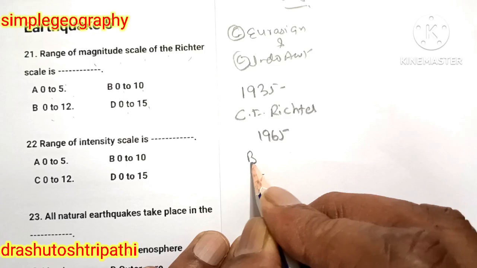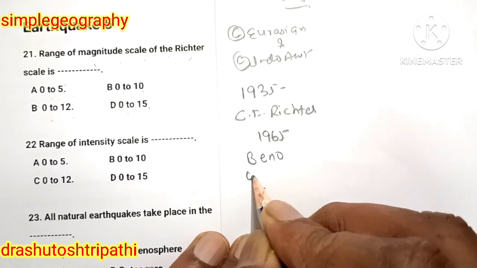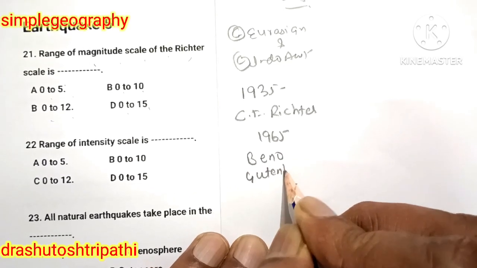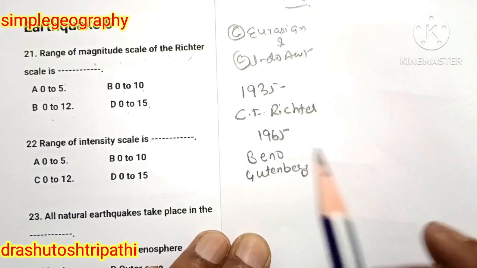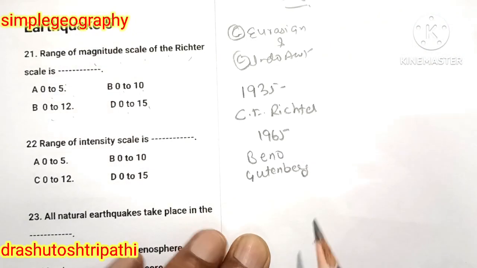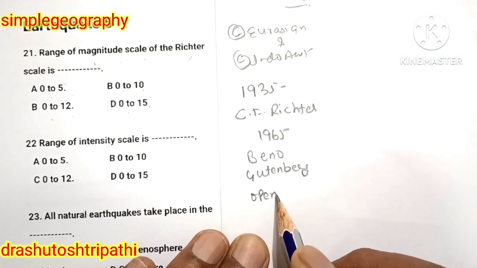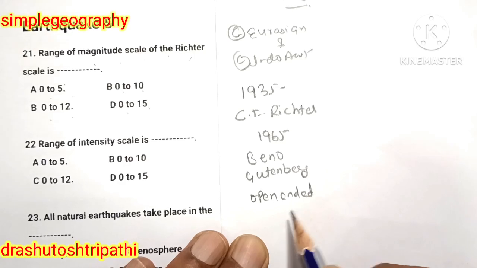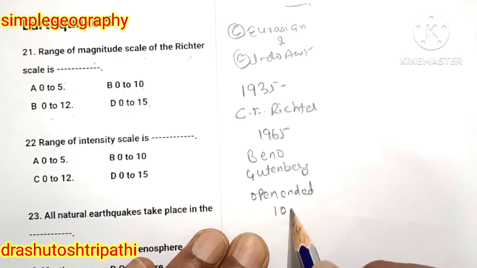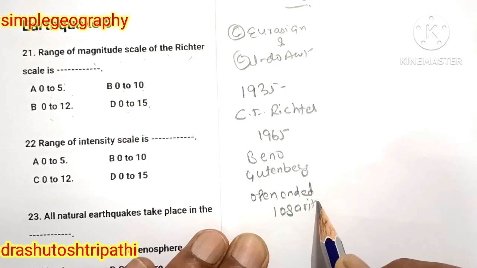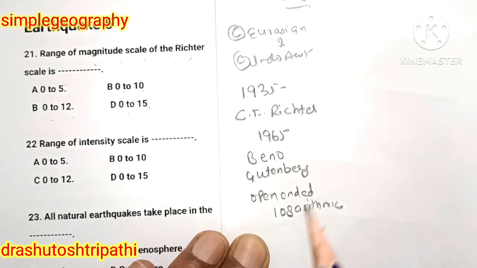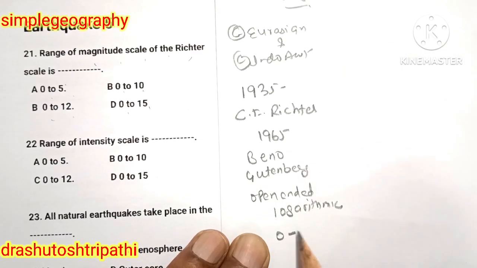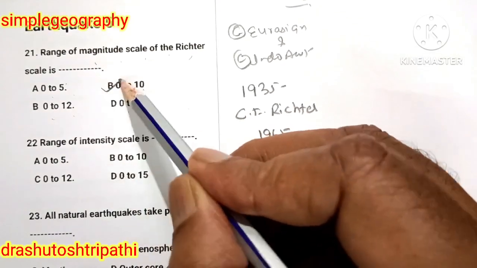by Beno Gutenberg. Now, it is an open-ended logarithmic scale. Its range is from 0 to 10. The answer B is correct.